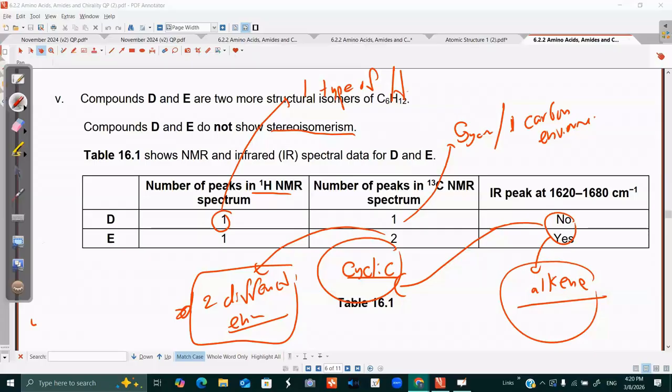Okay, give a try for D. It's straightforward, I guess. For D, it is straightforward. Symmetric cyclic compound. Just see. Yeah, D is easy.